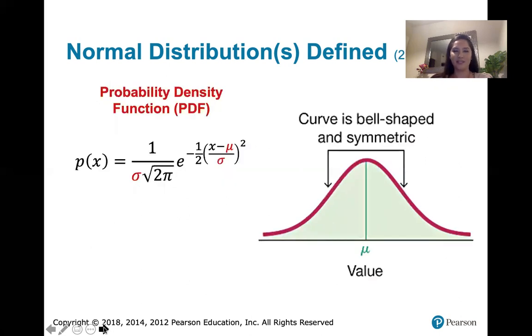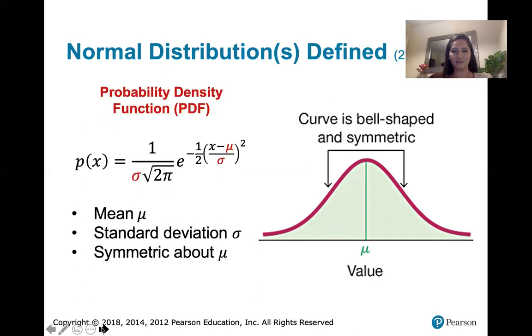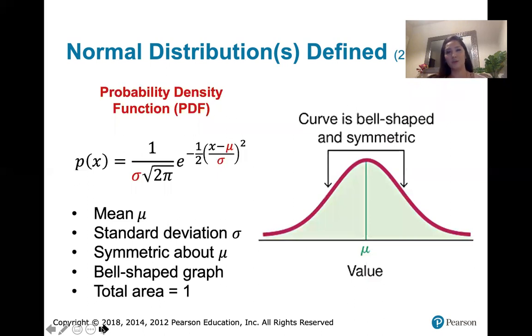Okay, so we said that. What else do we know about normal distributions? They have a mean of mu. It's going to be represented by mu, and that's right in the center here. It's symmetric. The probability density function, that density curve, is symmetric about mu. They have a standard deviation given by sigma. Just mentioned the symmetry. It's bell-shaped. And the total area under the curve is equal to 1.